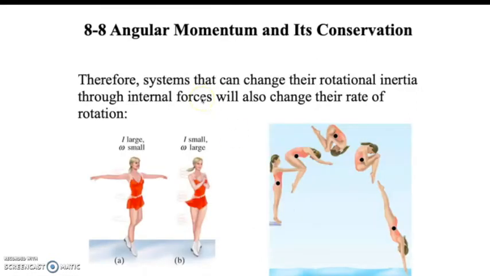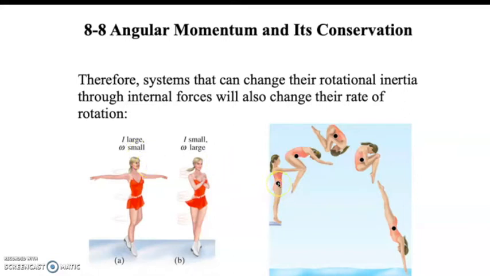Therefore, systems that can change their rotational inertia through internal forces will also change their rate of rotation. All right, and this is something you can see if you have an ice skater that's skating and starts to spin, but then as they bring their hands closer together, as they make their I smaller, their angular velocity increases, which makes them spin faster. So as they change their I, as it gets smaller, angular velocity increases if momentum stays constant, which it should, right? Angular momentum is always conserved.